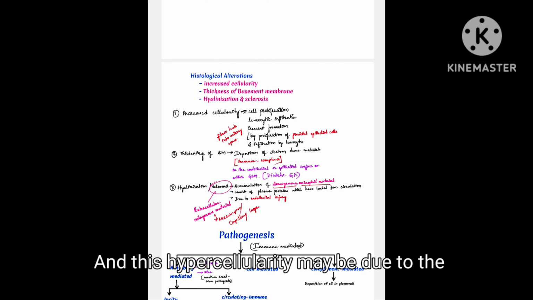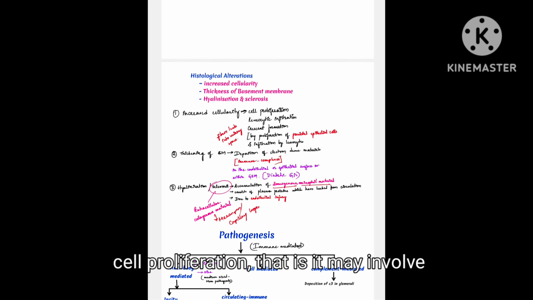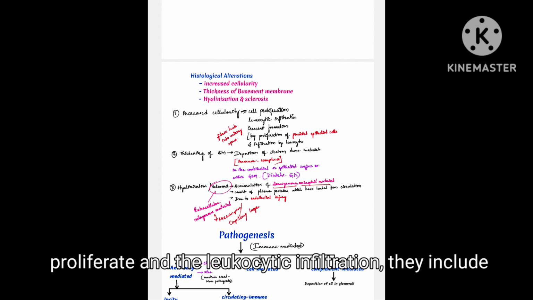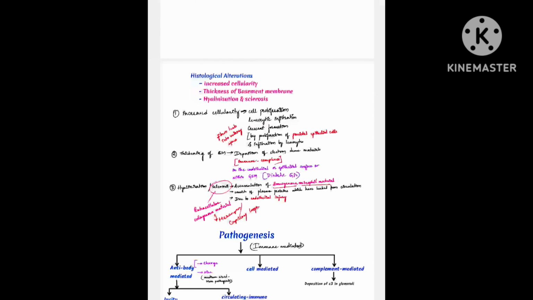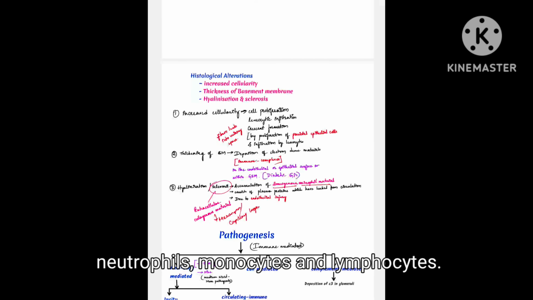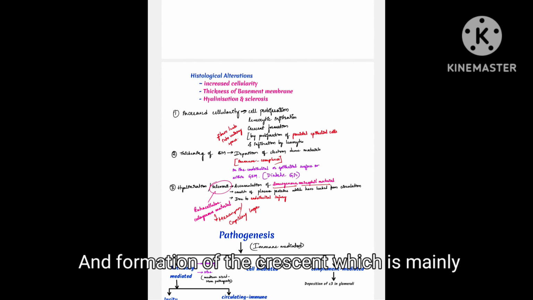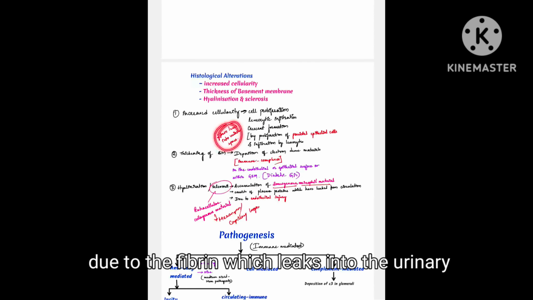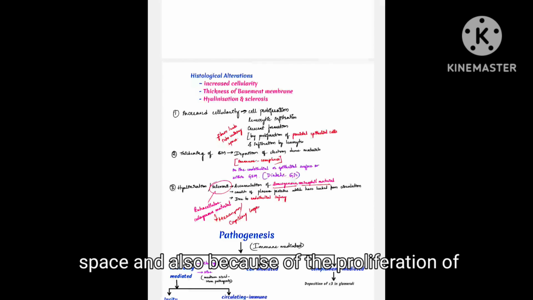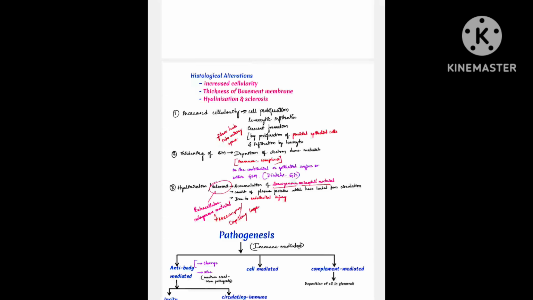This hypercellularity may be due to cell proliferation, that is, any of the cells in the glomeruli may proliferate, and to leukocytic infiltration. They include neutrophils, monocytes, and lymphocytes. And there is formation of the crescent, which is mainly due to the fibrin which leaks into the urinary space, and also because of the proliferation of the parietal epithelial cells and the infiltration of the leukocytes.